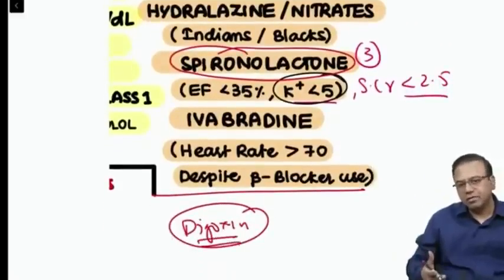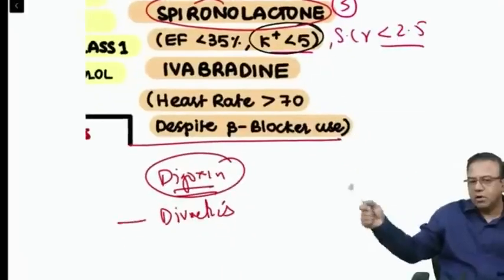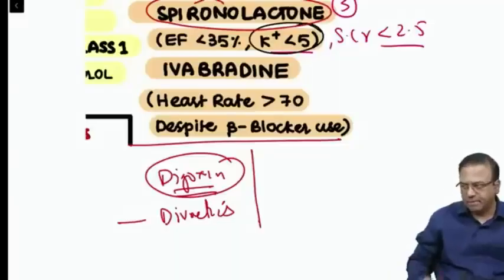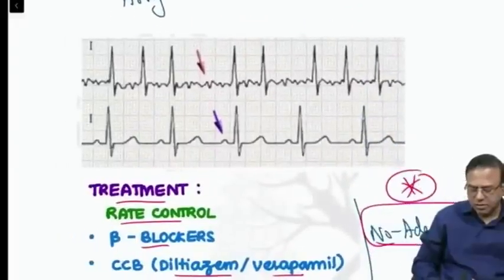Digoxin will not have mortality benefit. Remember, digoxin and diuretics. You might say even spironolactone is a diuretic, but not this. Loop diuretics do not have mortality benefit. Okay, they are used for symptomatic benefit, not for mortality benefit. So this is as far as the stage C heart failure treatment is concerned.